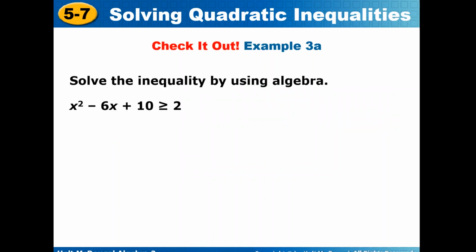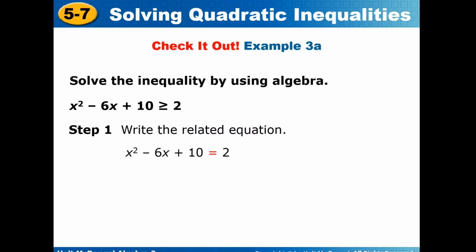All right, so here's another one for you to try. Turn your video off and see if you can do this one on your own. All right, so to solve this one, we're going to first write the related equation. And so here it is. I changed it from greater than or equal to just equal to 2. Next, I'm going to subtract 2 from both sides, so I'm going to rewrite my equation to say x squared minus 6x plus 8 equals 0.